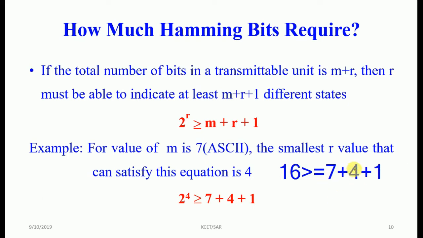7 plus 4 is 11. 11 plus 1 is 12. 16 is greater than or equal to 12. That's why this condition is satisfied. In this ASCII representation, we are choosing the data bits as 7, which means our redundant bit count becomes 4. Four bits are to be included in this data string.